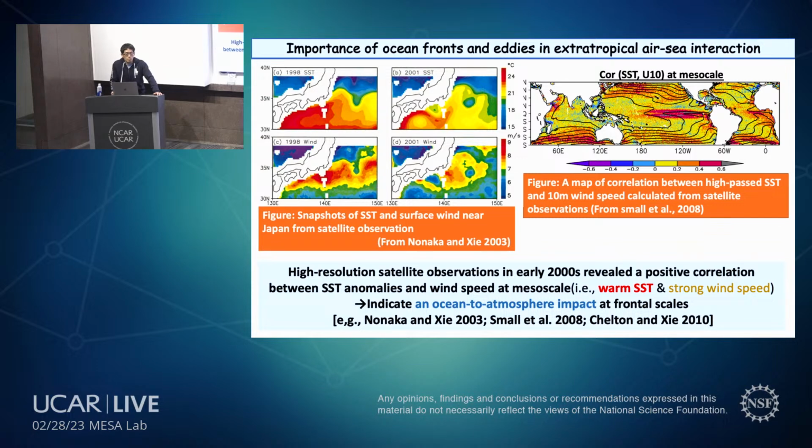Such a situation is not limited to this specific region, but also applies to other parts of the global ocean. Here we show a map of correlation between the high-pass filtered SST and surface wind, so it only extracts the mesoscale feature. There are many regions with positive correlation, which is opposite to the conventional view of atmospheric forcing of the ocean. So these results suggest that at the frontal scale, some kind of ocean-to-atmosphere feedback does exist.